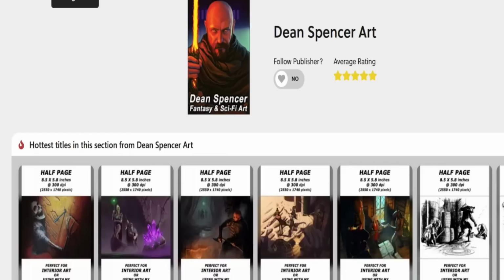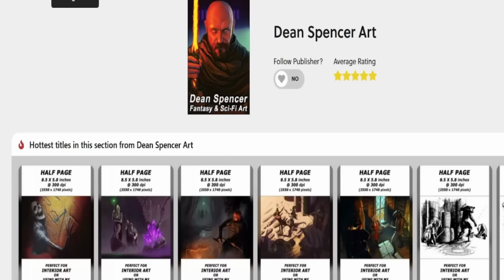Dean Spencer is part of another cottage industry on DriveThruRPG that works by making essentially licensable work for your games. So essentially what happens is you can pay for the use of, like, let's look at this half page right in the middle of the screen of this thief brandishing their axe by the campfire. You could license that one for your game. But if you're looking for stuff to fill out the pages of your books rather than have to pay for additional unique work, this is a really great way to do so.